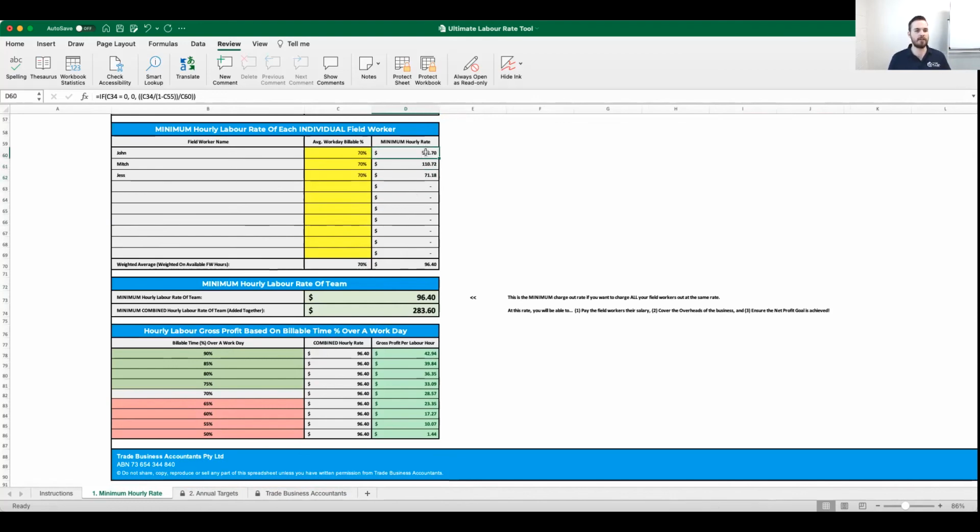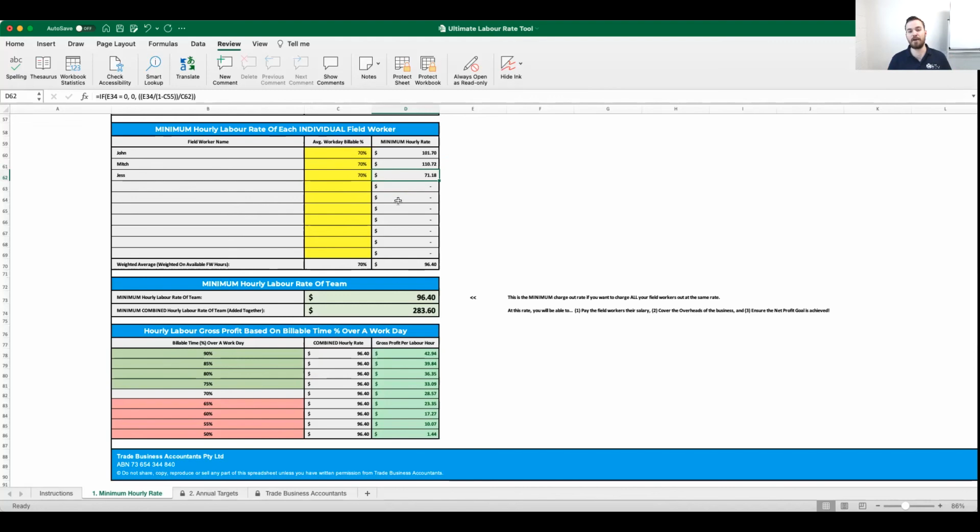If this was me and I saw $101 for John, I might charge $105. For Mitch, 110, that might be 115. For Jess, 71, I might charge 75. What that buffer is, is totally up to you. It's just what you want it to be, as a bit of a healthy buffer that ensures that you are actually on track and making the money that you want to be making.